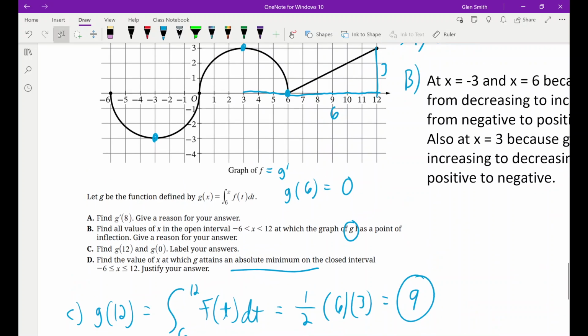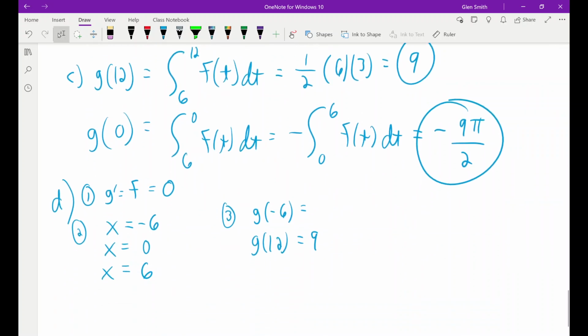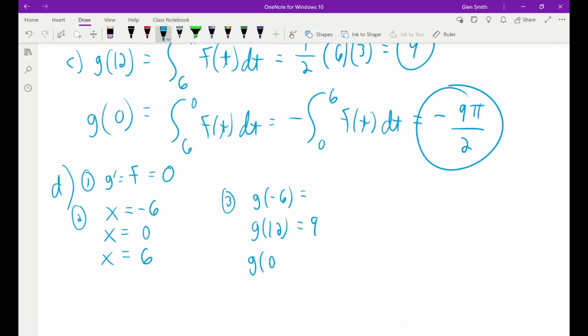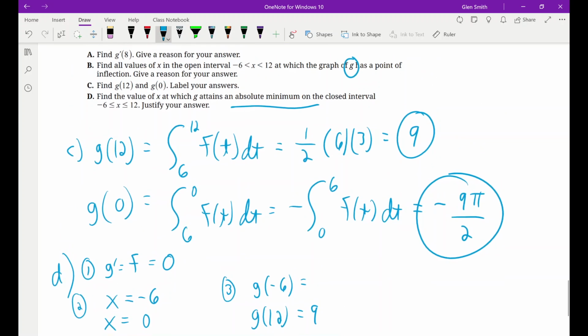0 is definitely a possible minimum because my derivative is going from negative here to positive. So that's a possibility. 6 is not because the derivative is positive and then positive. So I also need to find g of 0. But luckily, they already made me do that. It was negative 9 pi over 2.